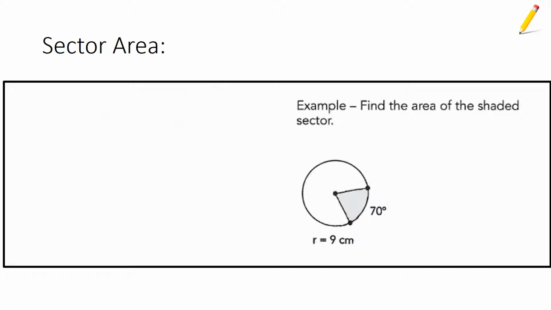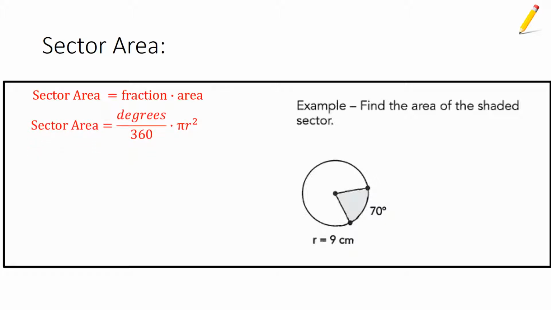All right, so now we're going to talk about sector area, and it's kind of the same idea as length, except now we're talking about the area of the circle. So sector area is equal to the fraction, or the sector, times the entire area of the circle. So as you can imagine, our formula is going to be degrees over 360 times pi r squared, because we're talking about the area now. So it's pi r squared, the area formula of a circle.